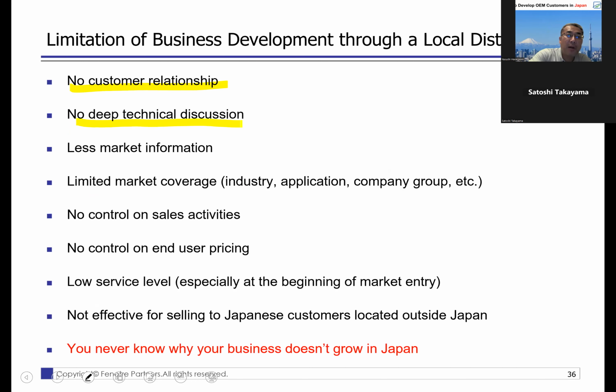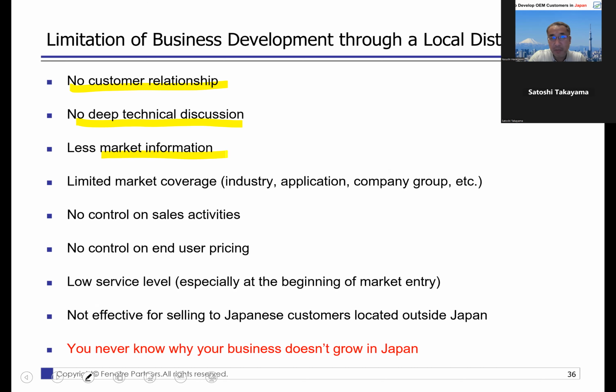And it's very difficult to have a deep technical discussion. And usually, distributors don't disclose important information, including contact information of key people. You can't get some market information. And again, they often do sugar coating, or they mitigate. So you cannot get a clear view of the market.